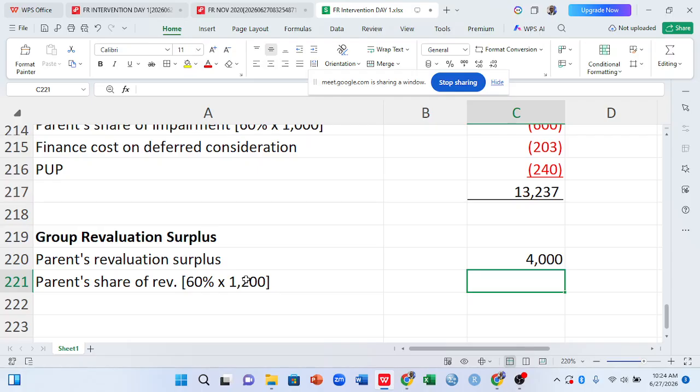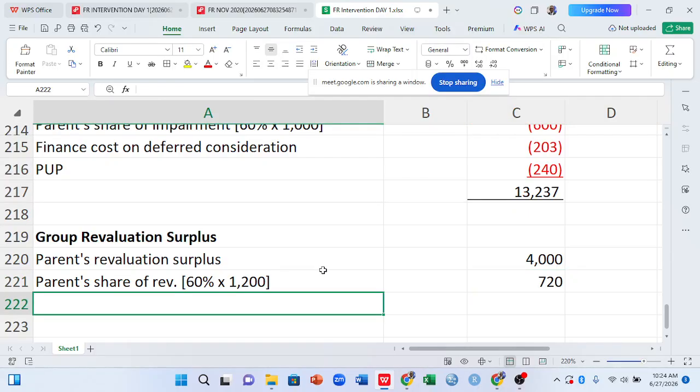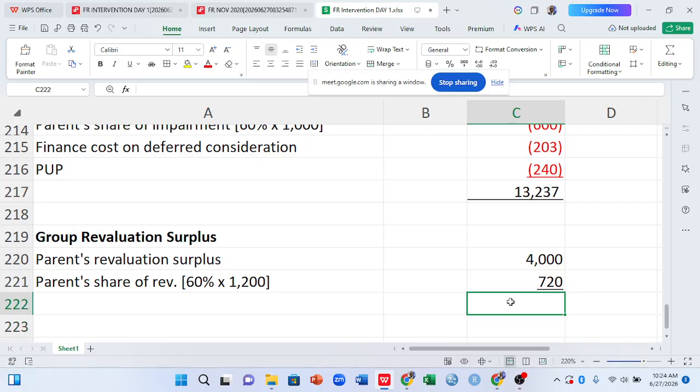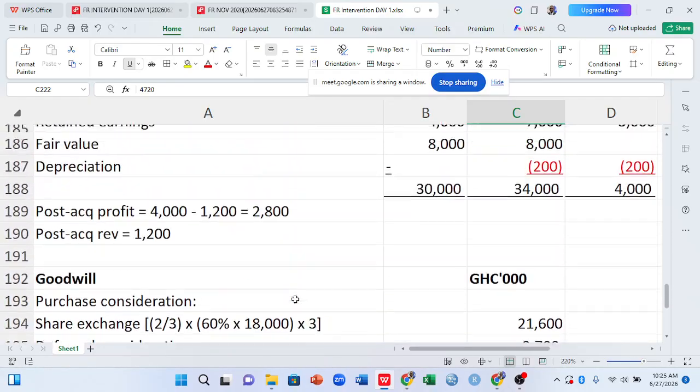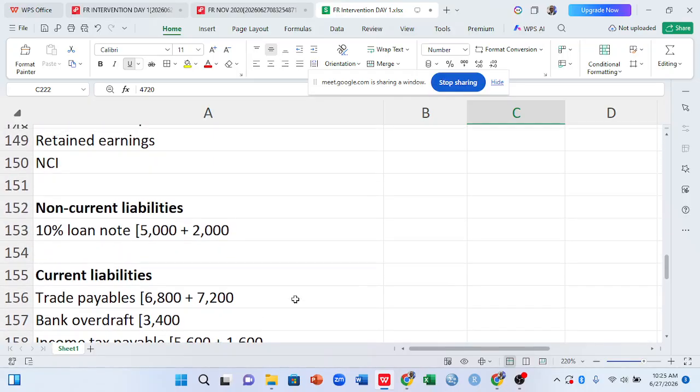What do you get? 720. Then we sum the two together. That will be 4,720. So we have most of our workings here. We just fill it out in the statement.